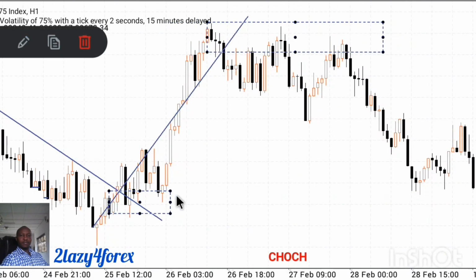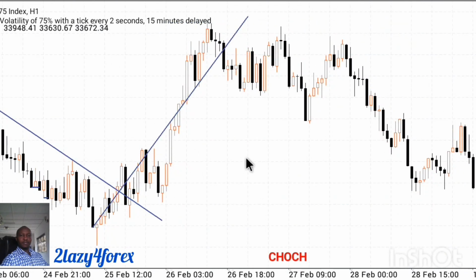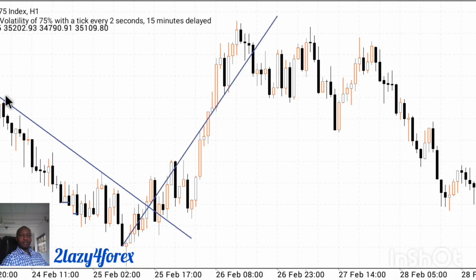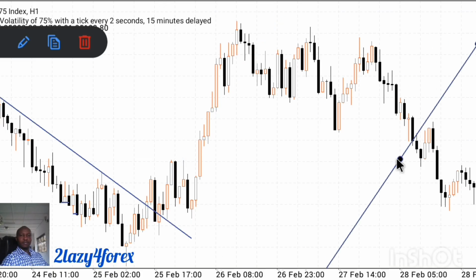So let me say something too before I round up this video. Once you place your trend line, you'll be tracking the lows. So once you have a break above the trend line and a higher high forms, this trend line has finished its work. Let me remove this first so you understand what I'm saying.